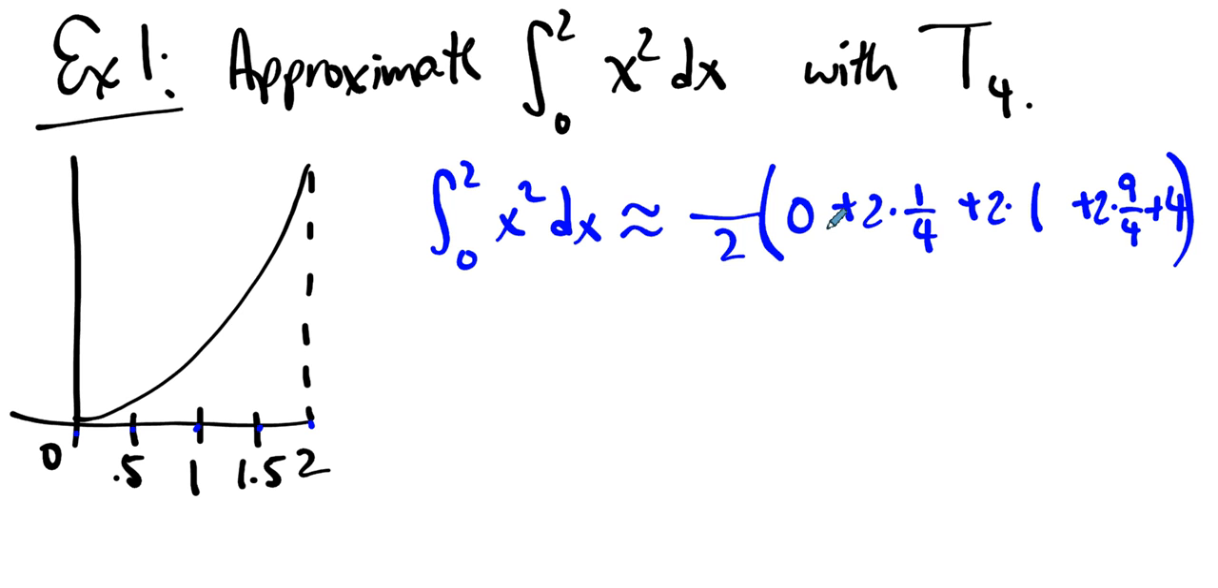0 squared, 0.5 squared, 1 squared, 1.5 squared, 2 squared. What's delta x? Delta x is this distance. That's 0.5. And the calculator does the work for us, and the calculator tells us that that's 2.75. It's pretty close to the actual value. I mean, that's pretty close. It's a little bit big, but it's pretty close.